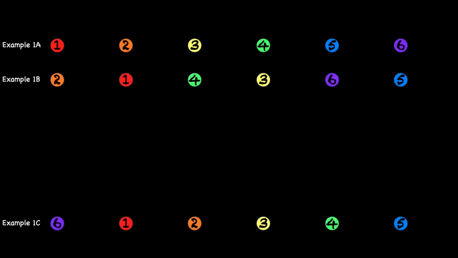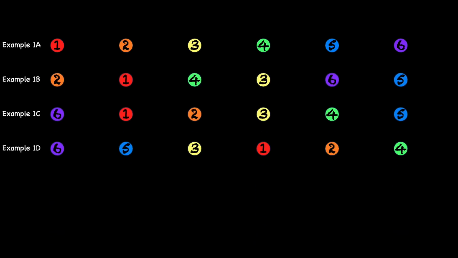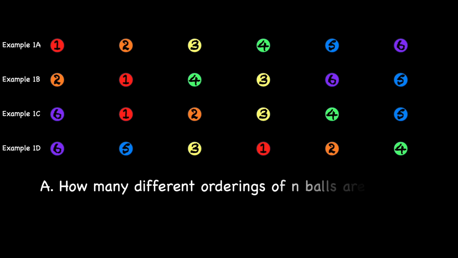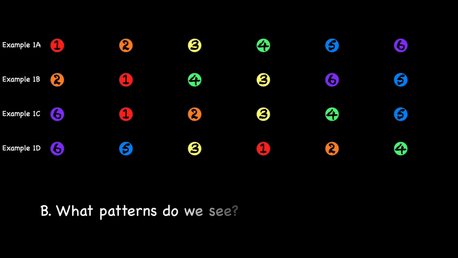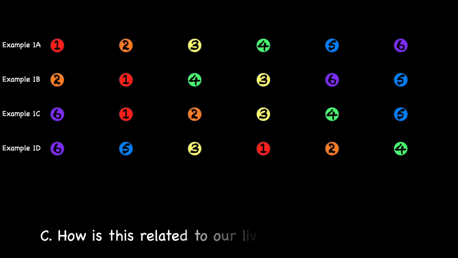If we keep going in this fashion, we might wonder, how many different orderings of n balls are there? What patterns do we see in this setup? How is this related to our lived experiences? Let's set up 4 rules to help us define what are permutations.